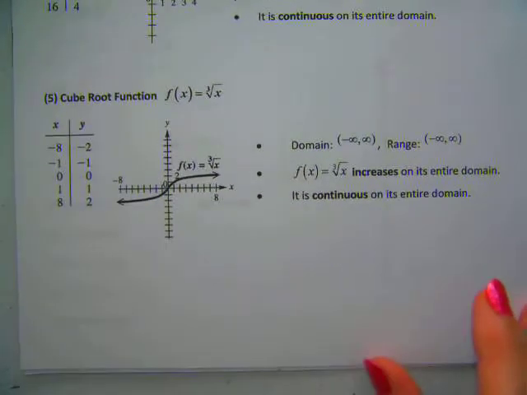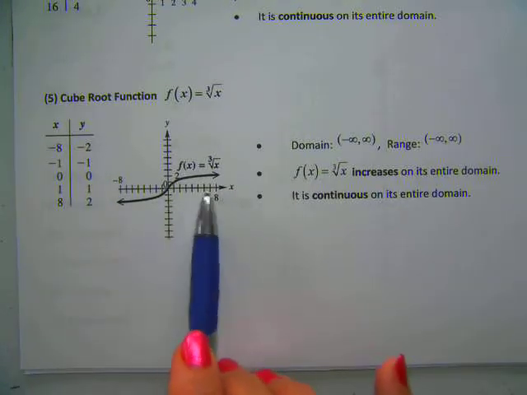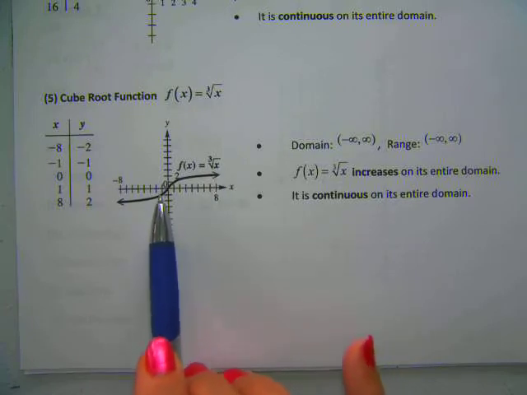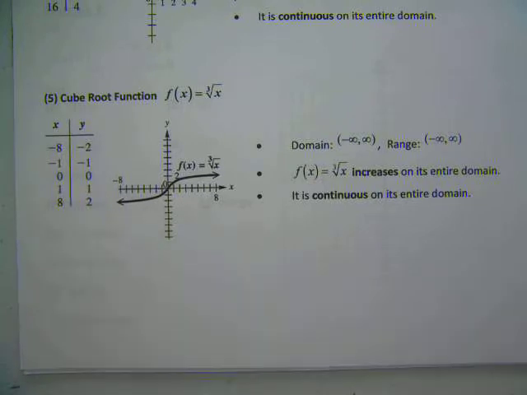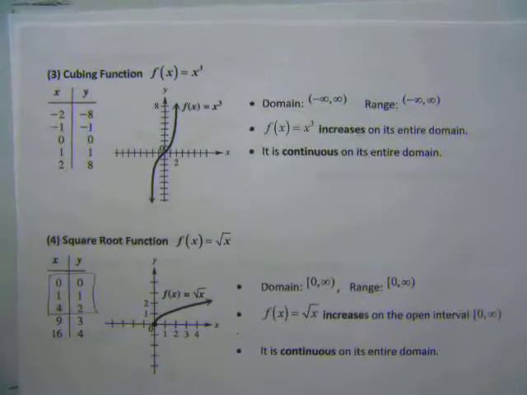The cube root function. These are the points: 0, 0, 1, 1, 8, and 2, and the opposite, negative 1, negative 1, negative 8, and negative 2. It looks like that. Be careful with how they look.